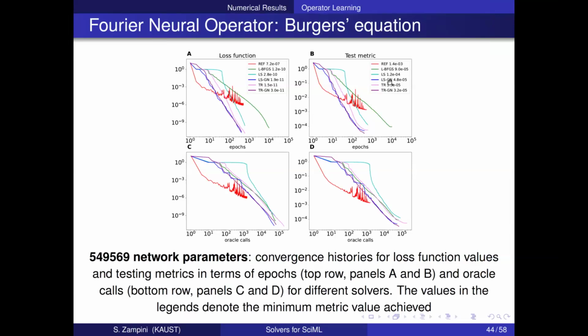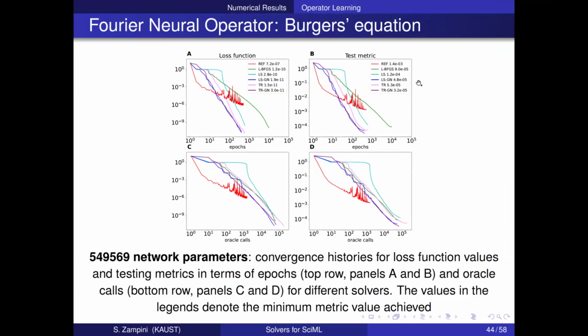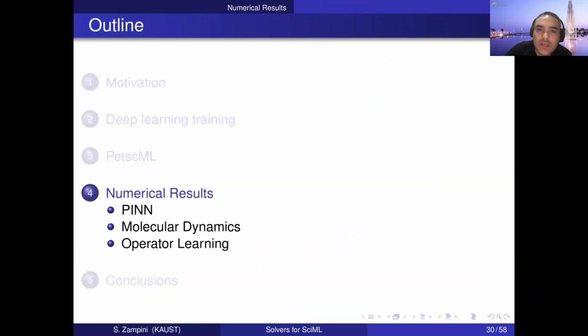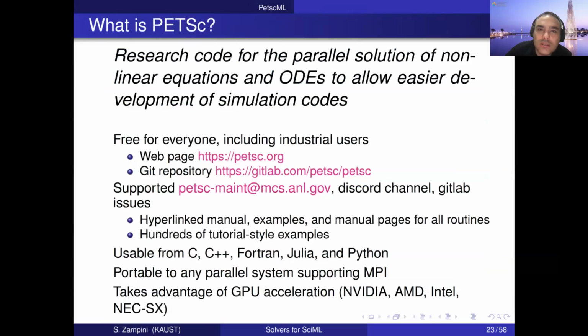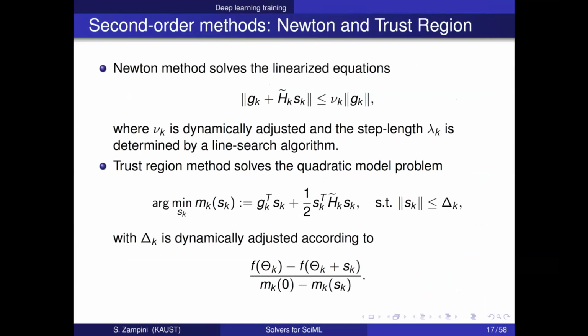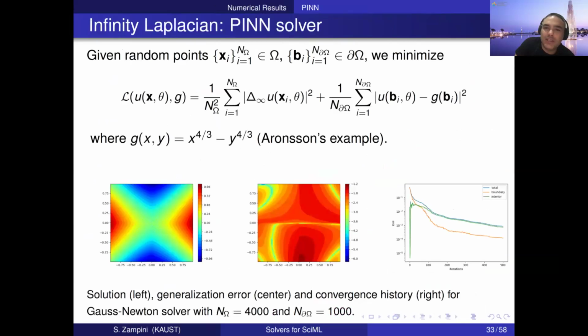LSGN is what? The blue is what? LSGN is inexact Newton with Gauss-Newton approximation of the Hessian. What does inexact Newton mean? That means formally not second order. No, inexact Newton is this one, sorry. You actually don't solve exactly the step equation, right? You solve it up to a tolerance, and usually this tolerance is dynamical. This is why I call it inexact Newton.